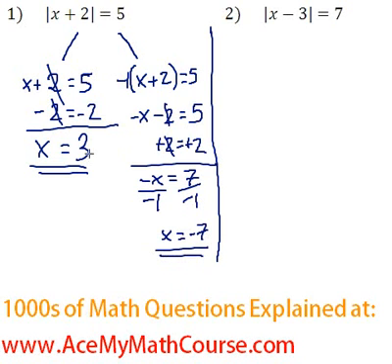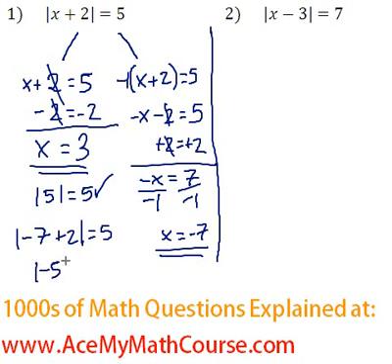Okay, so these are the solutions. But how does this work over here? I guess the 3 is pretty self-explanatory because 3 plus 2 is 5, and the absolute value of 5 is just equal to 5. So that's, of course, correct. How about the negative 7? Okay, well, negative 7 plus 2, is it equal to 5? Negative 7 plus 2 is negative 5, and the absolute value of negative 5 is positive 5.